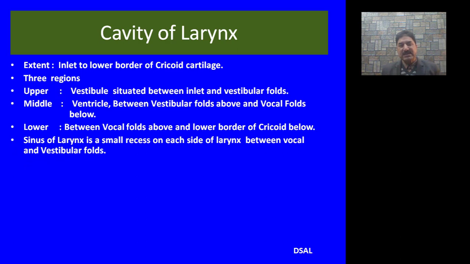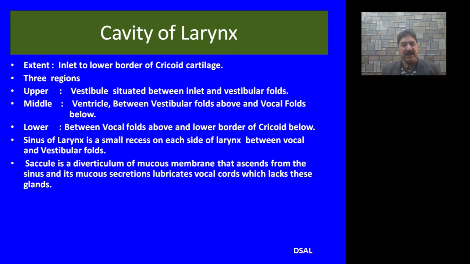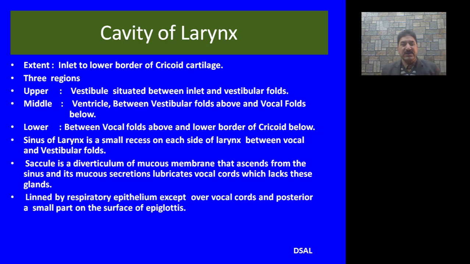The sinus of the larynx is a small recess on each side of the larynx between the vocal and vestibular folds. The saccule is a diverticulum of mucous membrane that extends from the sinus, and its mucous secretions lubricate the vocal cords, which lack these glands. The interior of the larynx is lined by respiratory epithelium except over the vocal cords and small portions of the epiglottis.